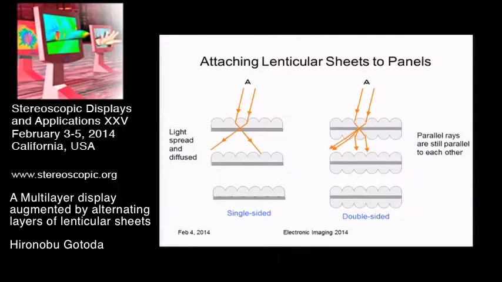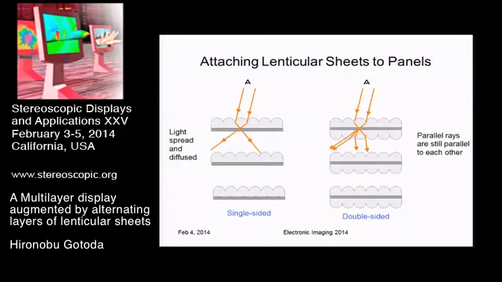So my idea is very simple: stacking view-dependent pixels like this one. There are two possibilities, the left configuration and the right configuration. On the left, each panel has a lenticular sheet attached to one side of the panel. But this configuration does not make sense because the micro lens, the lenticular lens, functions as a diffuser of light.